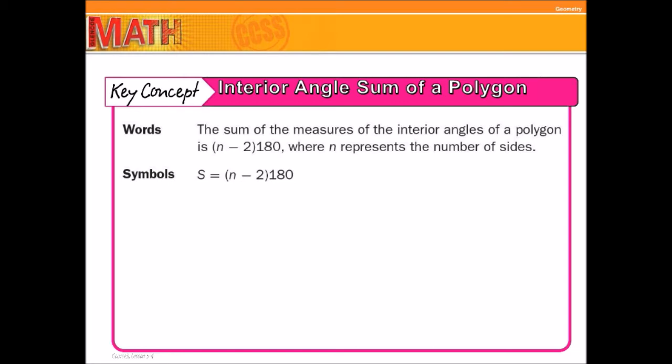In the diagram, you'll notice that if there are 3 sides, there's one triangle, and a triangle's interior angles measure 180 degrees. When we have a 4-sided figure, or a quadrilateral, it can be divided into 2 triangles. So there are 2 times 180, or 360 degrees. If we have a 5-sided figure, it can be divided into 3 triangles, and so forth. This is where the formula comes from.